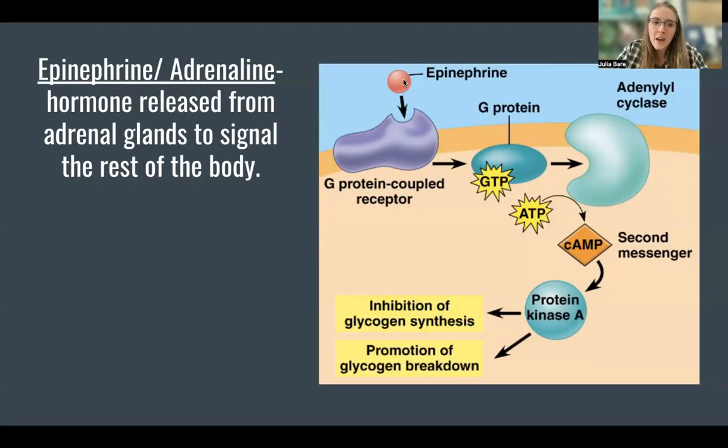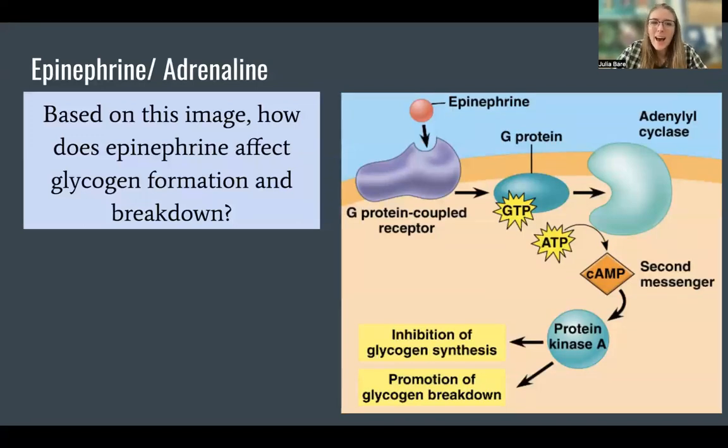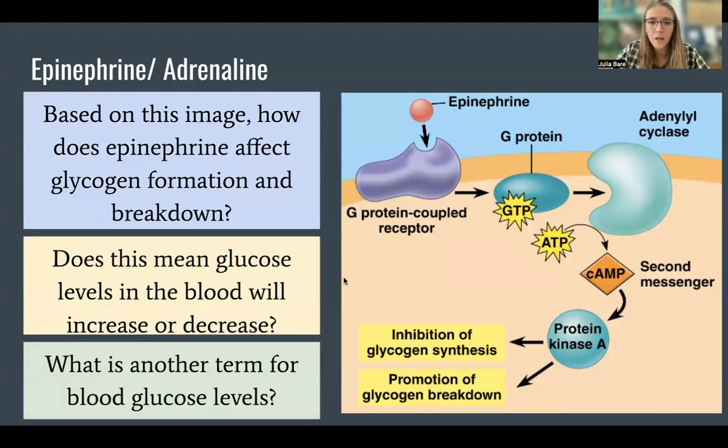And this is because epinephrine is released from the adrenal glands as a result of the adrenaline rush. And it's going to rush and flood through your body in an attempt to send this signal to the rest of your body, like, hey, we need to get out of here. Something is wrong, right? So based on this image, how does epinephrine affect glycogen formation and breakdown? I want you to take a second to answer that in your notes. I just explained this actually, so if you need to, pause the video and go back, and you can rewatch my explanation in order to answer this question.